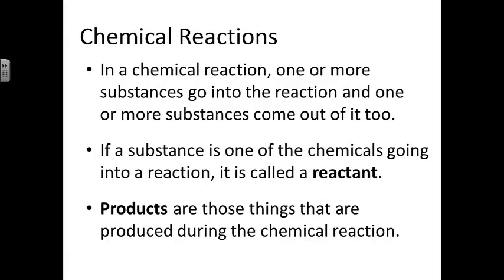In a chemical reaction, 1 or more substances go into the reaction, and 1 or more substances come out of it too. If a substance is one of the chemicals going into a reaction, it is known as the reactant. Products are those things that are produced during the chemical reaction. So anything coming out of a chemical reaction is called a product.